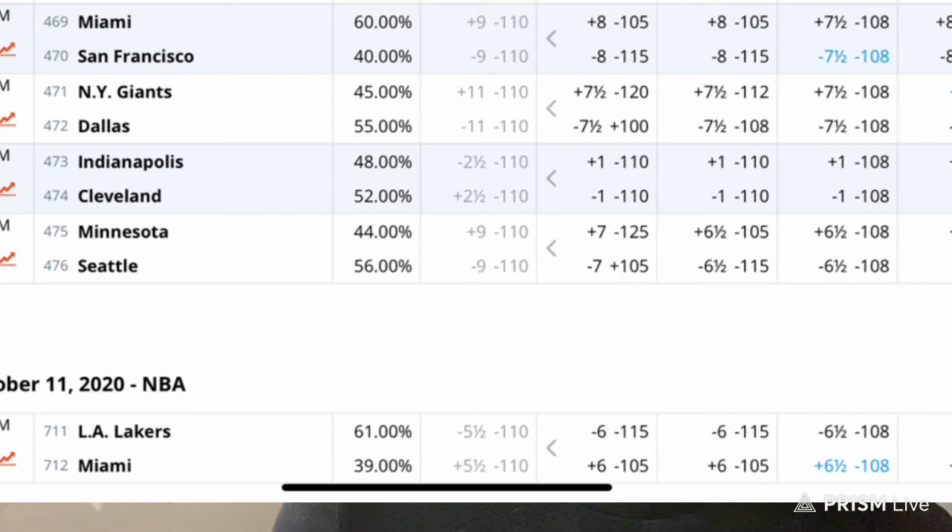And so this is a spot where, now that it's moved so much, you can look at that one book. I'm not sure which book has that line at 6.5, so you have to consider that too. If you play Seattle and they win by 7, that's going to cover that 6.5.